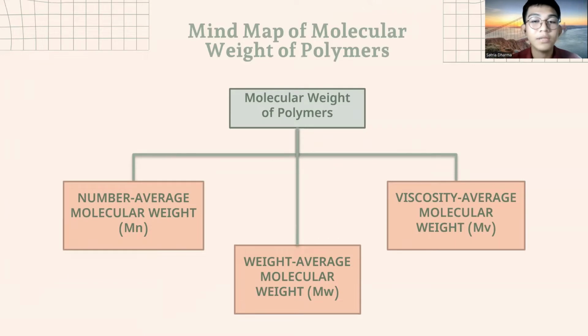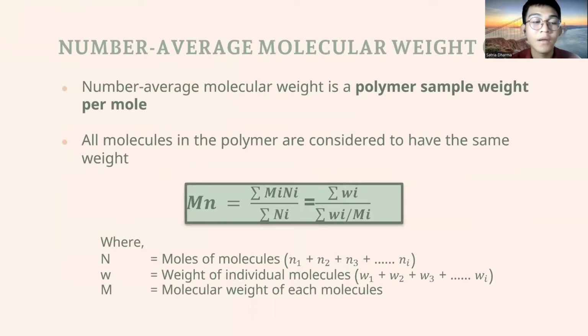Molecular weight of polymers can be classified into three, namely number average molecular weight, weight average molecular weight, and viscosity average molecular weight. First, number average molecular weight. Number average molecular weight is a polymer sample weight per mole. All molecules in the polymer are considered to have the same weight. So, this is the number average molecular weight formula.